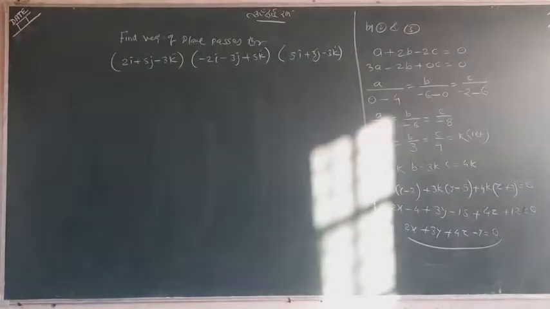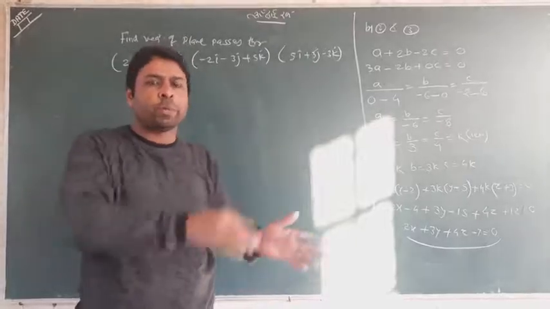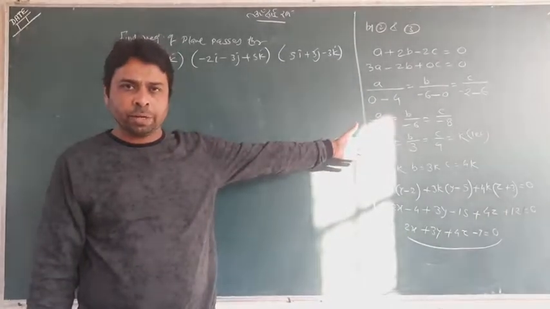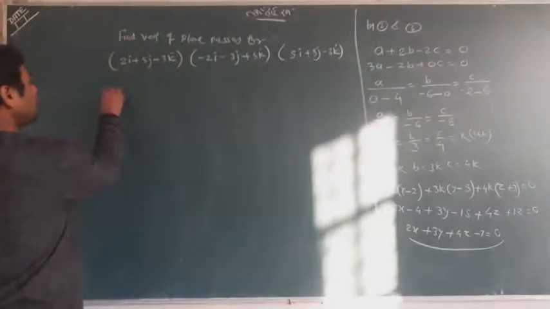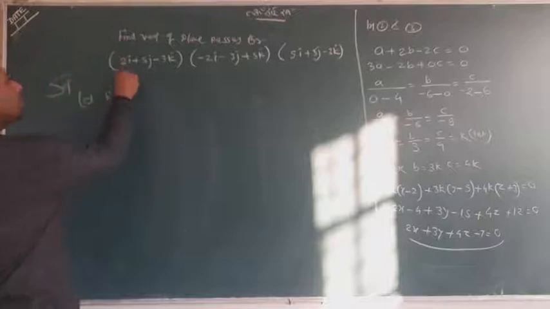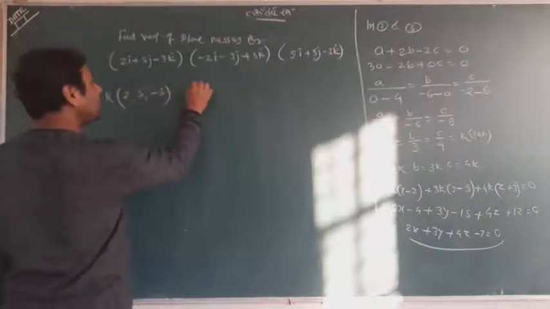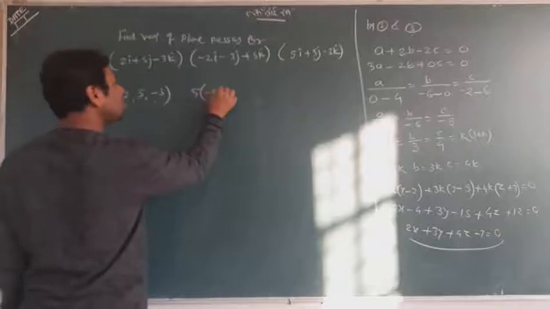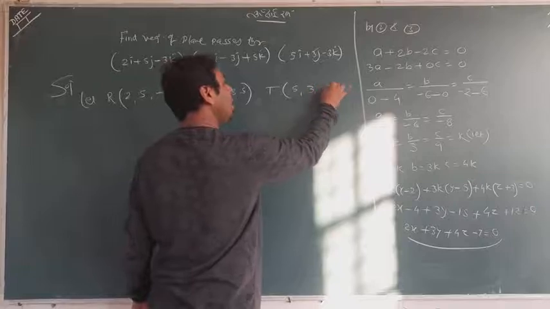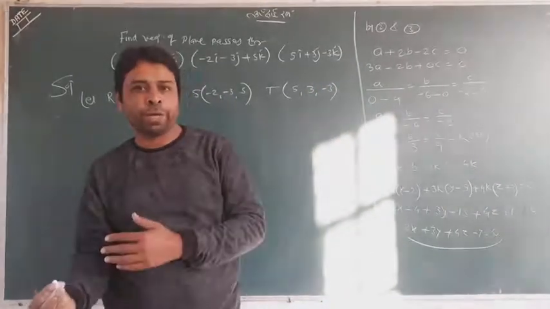Then what do you do? I tell you one thing, if you're not an expert in vector, come to geometry, the Cartesian concept. You have seen the Cartesian way. So what you will do now? Start the solution. Let the first point R be 2, 5, minus 3. Second point S is minus 2, minus 3, 5. Third point is T. I have changed this idea into the Cartesian way.